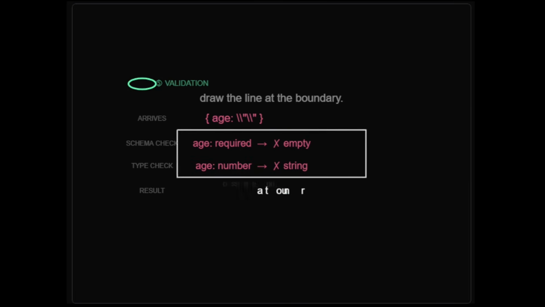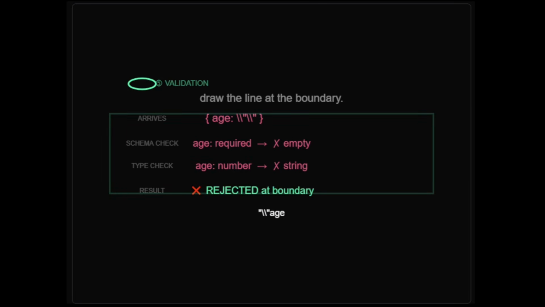Every check at a boundary, every "is this the right shape, the right type, the right range," is a response to this force. You are drawing a line and saying data can only cross this line if it meets these conditions. Everything else gets rejected here at the surface before it can do damage.